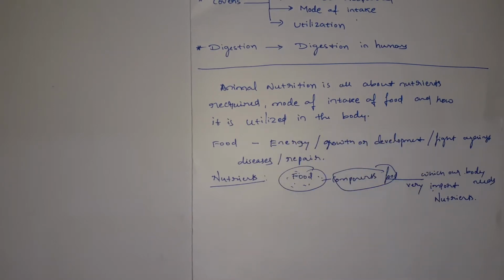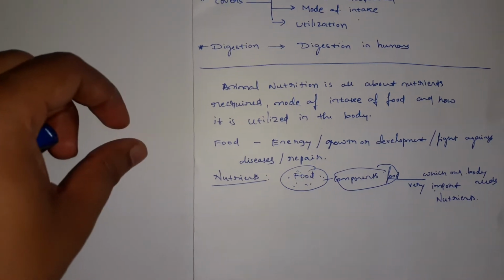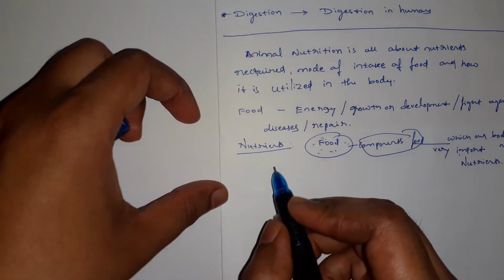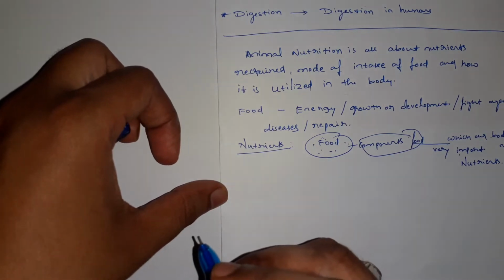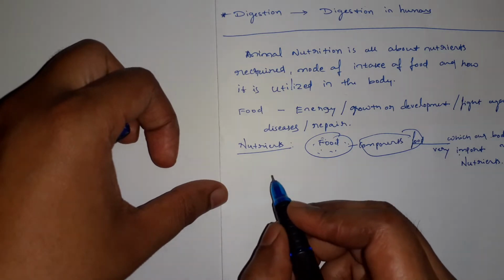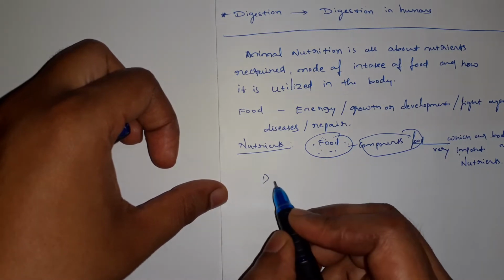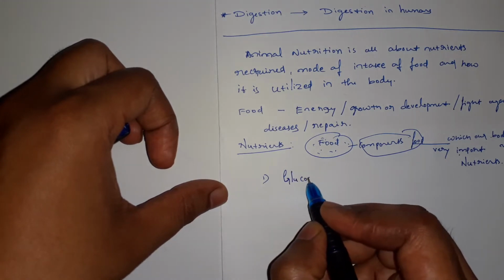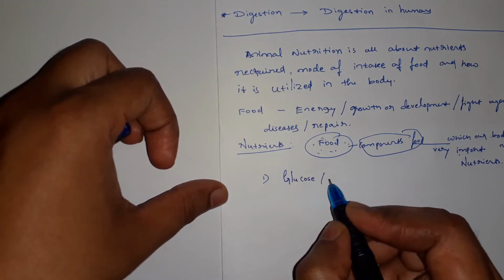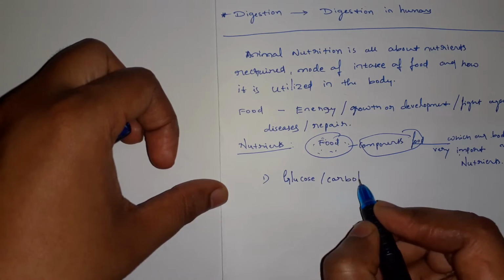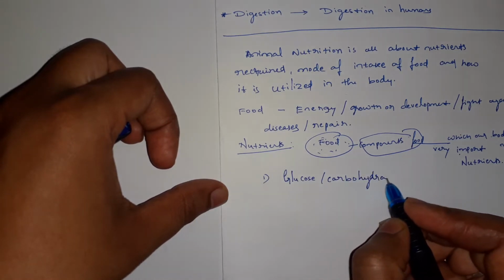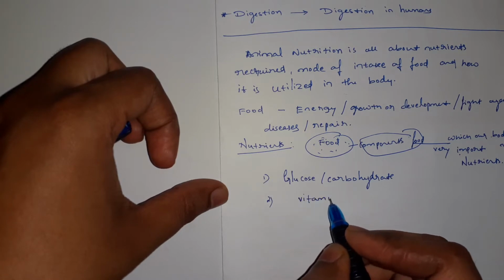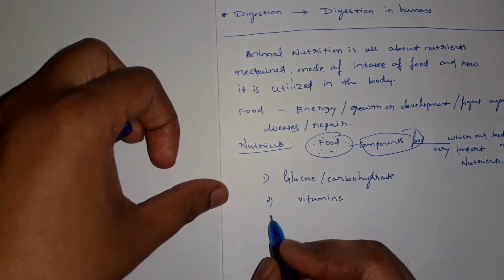Can you name a few nutrients? You already learned in 6th standard, you can name a few nutrients. If I want to name a few nutrients, the first which comes to my mind is glucose, or you can say carbohydrates. Second comes vitamins. Many types of vitamins are there.